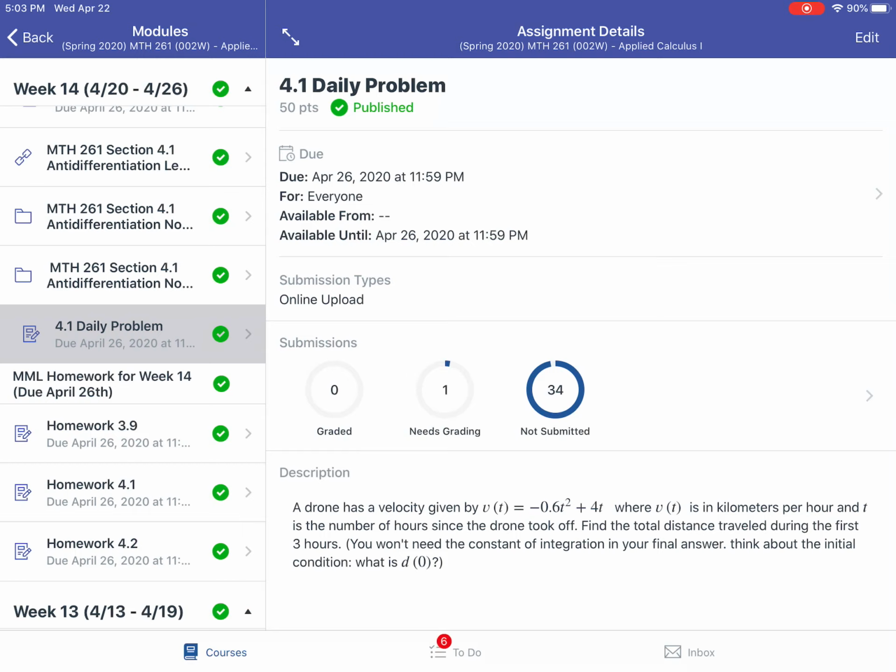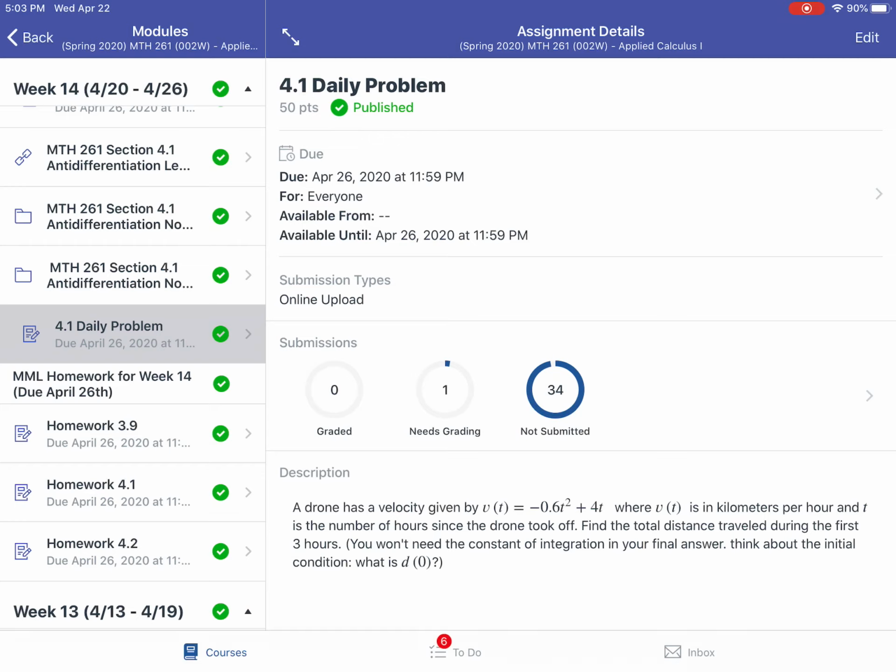Think about the initial condition. What's the distance at 0? Unlike that one problem that we went over together where a rock was already 10 feet above the ground, this drone at time 0, where is this drone at? It didn't travel anywhere. Didn't really say anything like that. Let me read it again. They're giving you the velocity function, where v of t is in kilometers per hour and t is the number of hours since the drone took off.